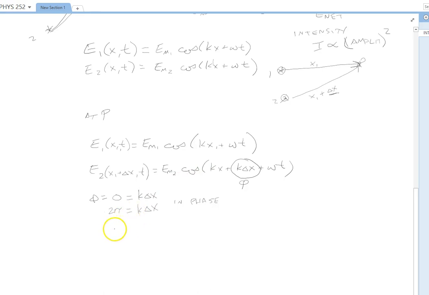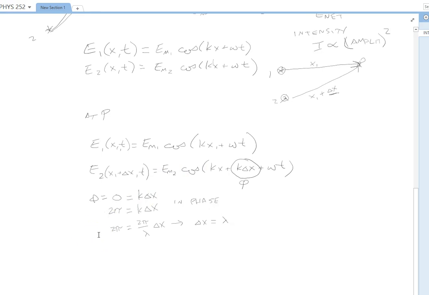So what that means is, if I remember that 2 pi over lambda is the angular wave number, look at this. I can put this delta x in terms of the wavelength. In fact, the delta x is going to be 1 wavelength. So if wave 2 travels 1 extra wavelength, if these guys started out in phase, they're still going to be in phase, and that is going to be a bright point at point P, a maximum intensity.